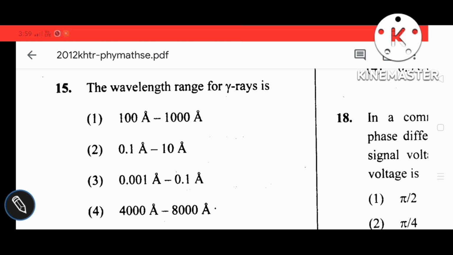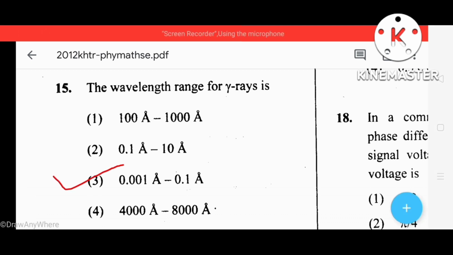15. The wavelength range of gamma rays is, for the gamma rays, the wavelength range is 0.001 angstrom to 0.1 angstrom. So this is a direct question.